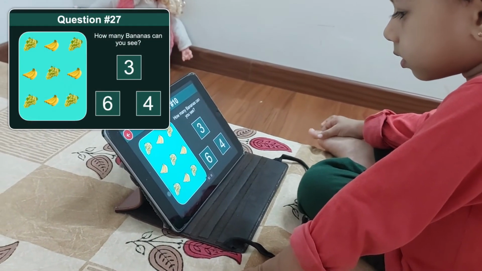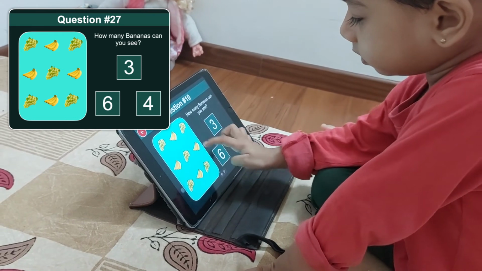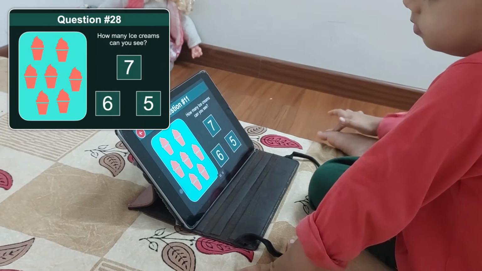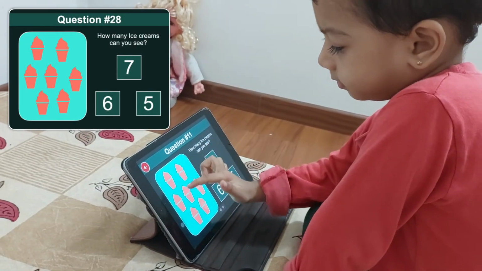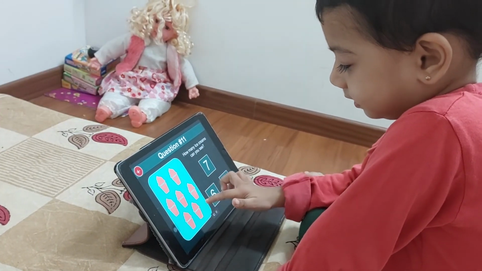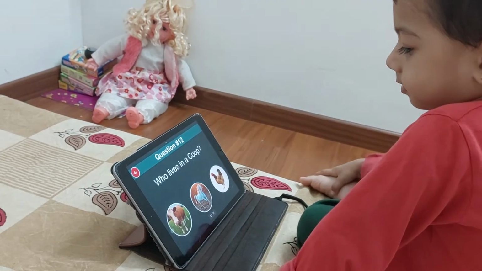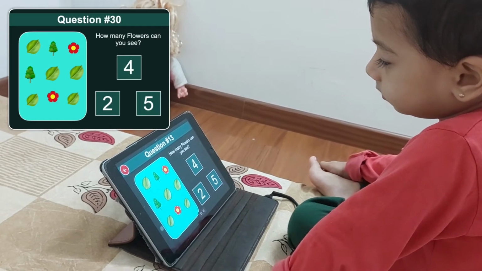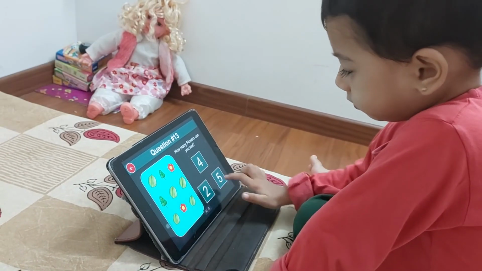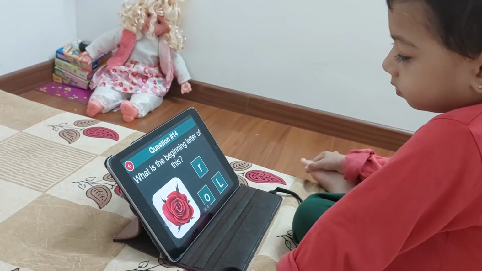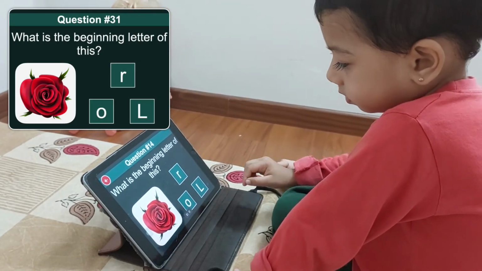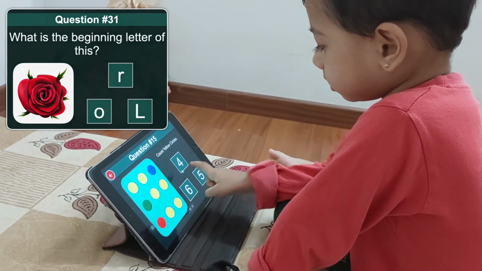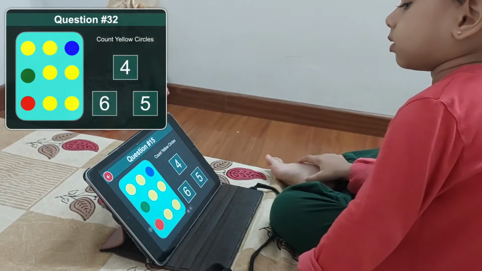How many bananas can you see? How many ice creams can you see? Who lives in a coop? How many flowers can you see? What is the beginning letter of this? Count yellow circles.